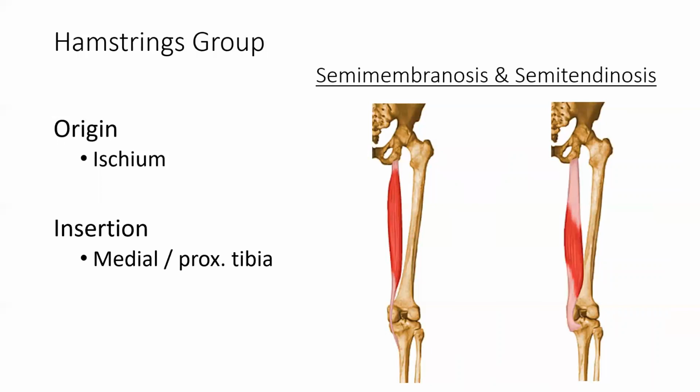The rest of our hamstrings, semimembranosus here and semitendinosus on the right, have their origin on the ischium, similar to biceps femoris, and then they insert on the medial proximal tibia. So we have medial hamstrings and lateral hamstrings. Medial hamstrings: semimembranosus, semitendinosus. Lateral hamstrings: biceps femoris, short head and long head.